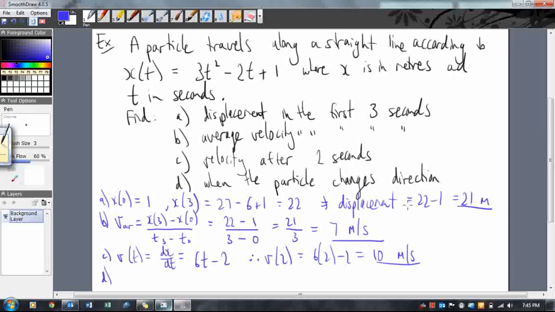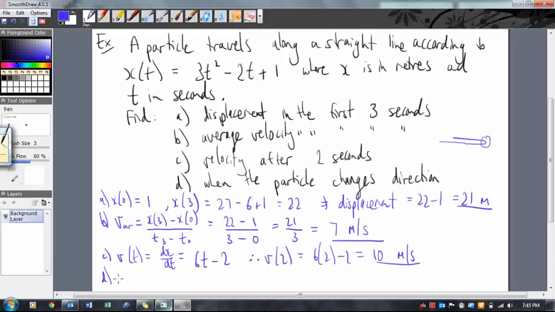And D is the last one. Find when the particle changes direction. Now, the particle will change direction when the velocity is equal to 0. If it's chugging along like that and it slows down and changes direction, in that instant the velocity is equal to 0. And if you also think of it in terms of a quadratic or turning point, the gradient will be equal to 0 at that exact point.